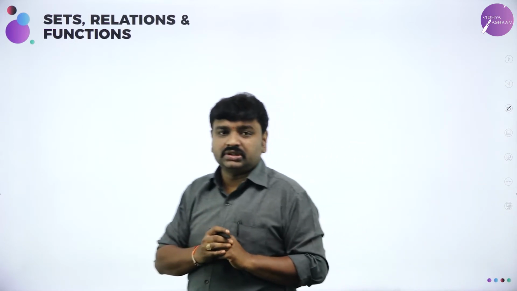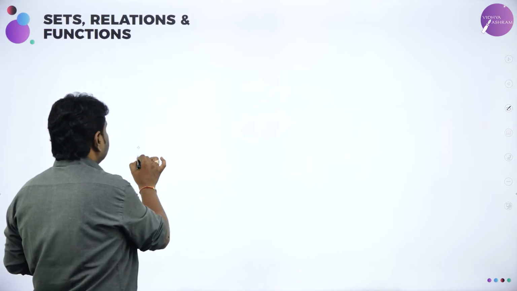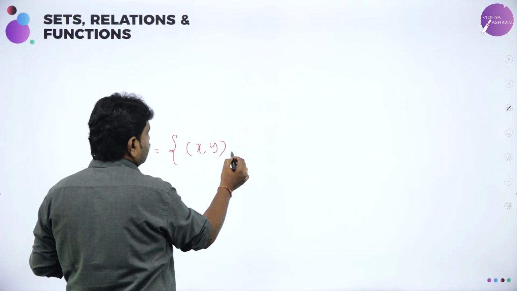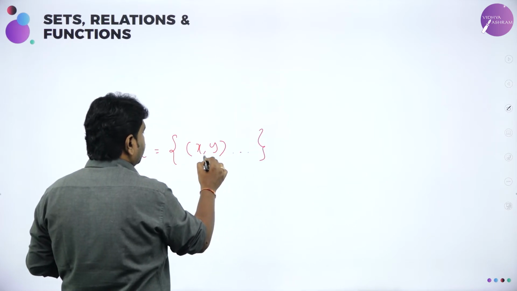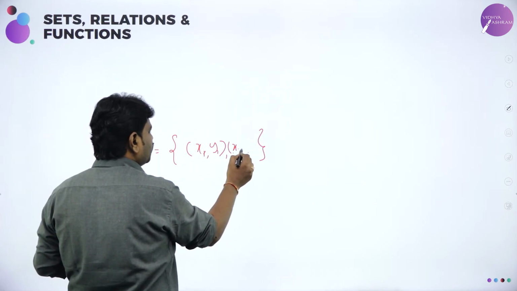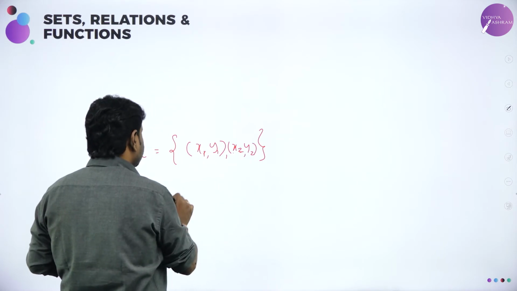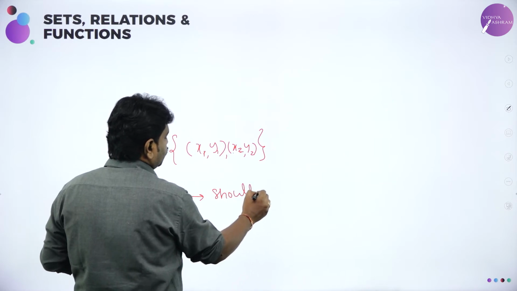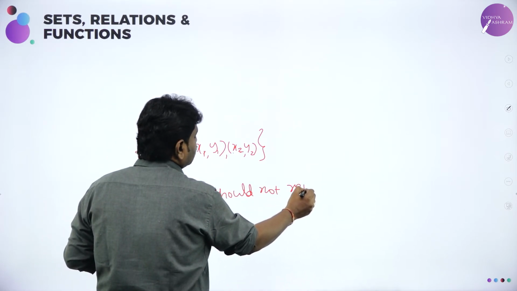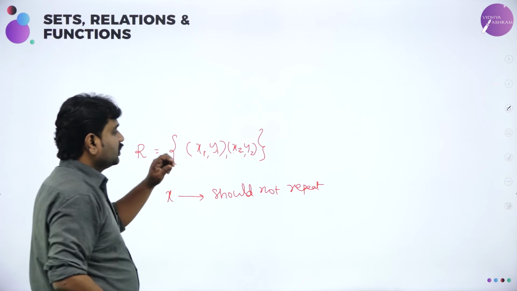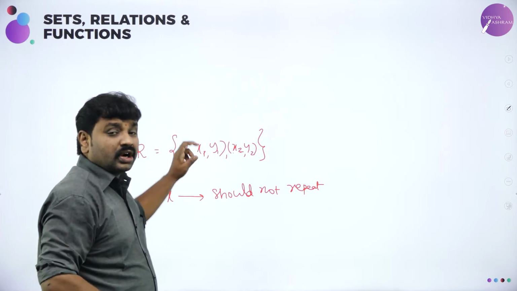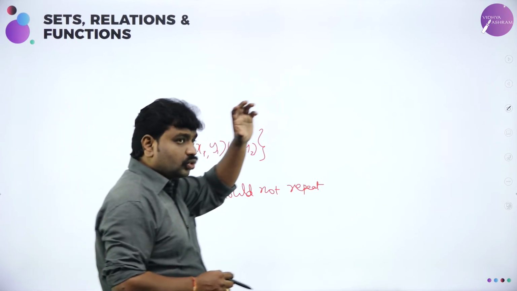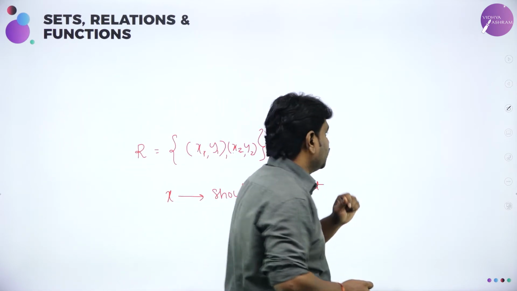I will give a conclusion. If I write a relation in the form R is equal to ordered pairs x comma y, so here x1 y1, x2 y2, like this, means ordered pairs. So x values should not repeat. What does it mean? It means one element should not have more than one image. And second thing, if they give a domain, every element in the domain should have an image.